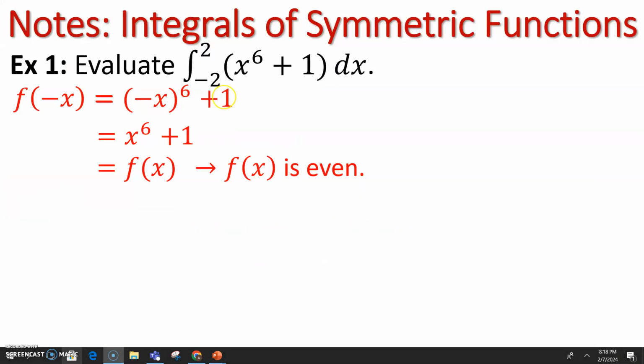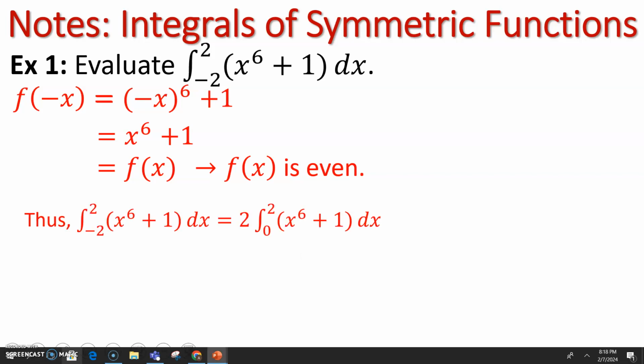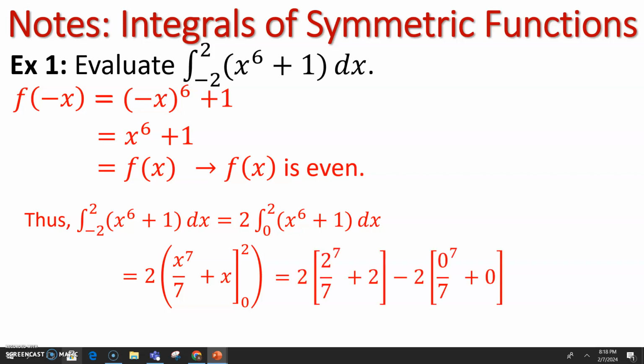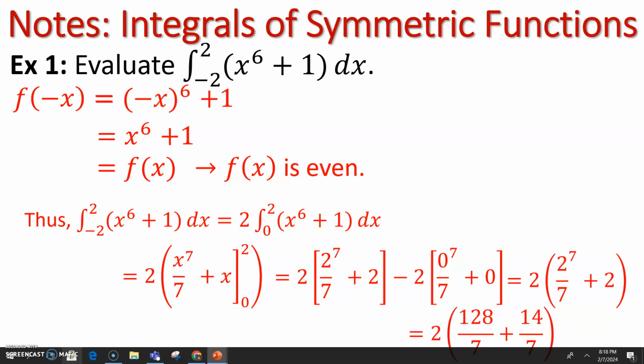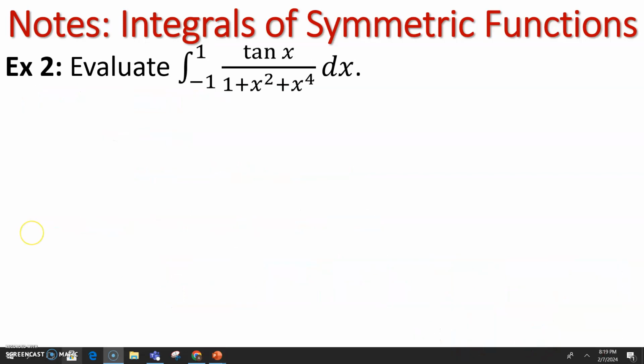So when we integrate, we can rewrite the integral of x to the 6th plus 1 from negative 2 to 2 dx as 2 times the integral of x to the 6th plus 1 from 0 to 2. That is 2 times x to the 7th over 7 plus x from 0 to 2, or 2 times 2 to the 7th over 7 plus 2, minus 2 times 0 to the 7th over 7 plus 0, which is 2 times 2 to the 7th over 7 plus 2, or 2 times 128 over 7 plus 14 over 7, or 284 sevenths.